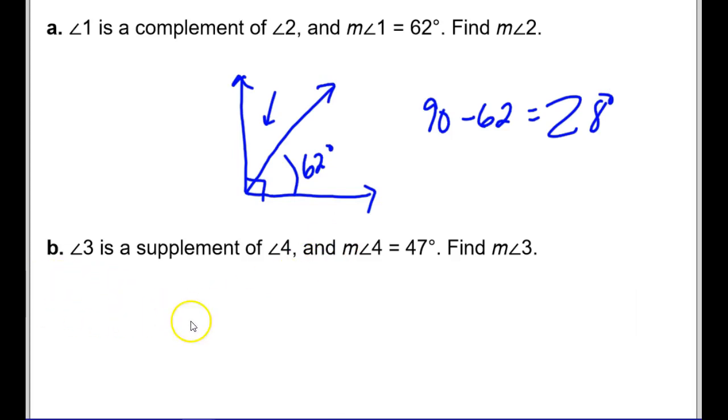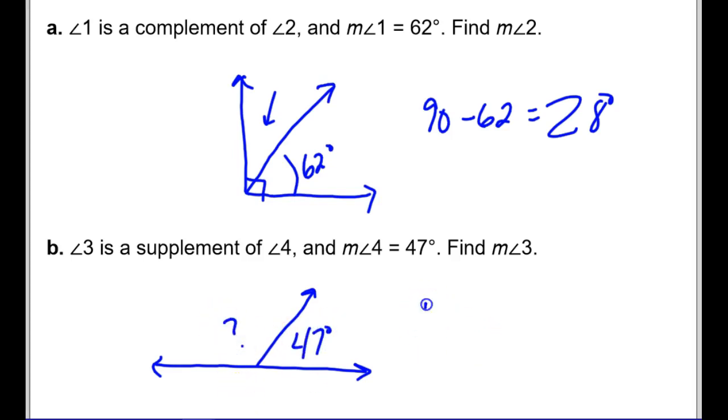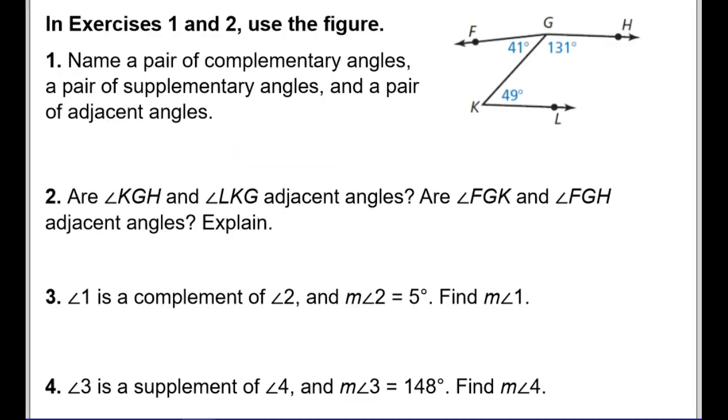So now the second part. Angle 3 is a supplement of angle 4. So supplement, I know that I'm dealing with 180 degrees or a straight angle. And here again, I can just draw my extra ray here. So I'm going to say that this angle is 47 degrees, so I have to find what's over here. So I can do my 180 minus 47, which gives me 133. So the supplement is 133 degrees. Here are a few for you to try, kind of similar to the ones we just did. Make sure that you can do these on your own.